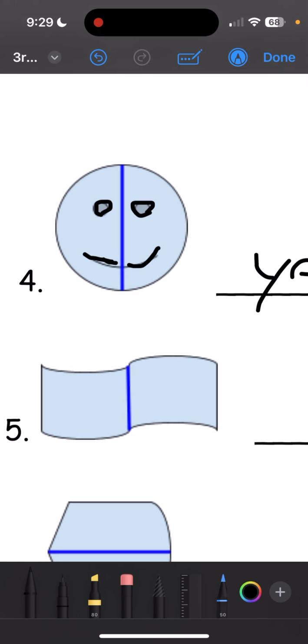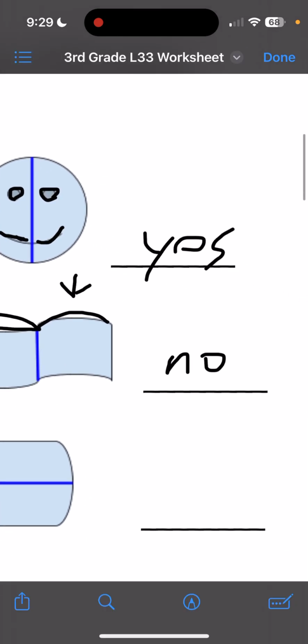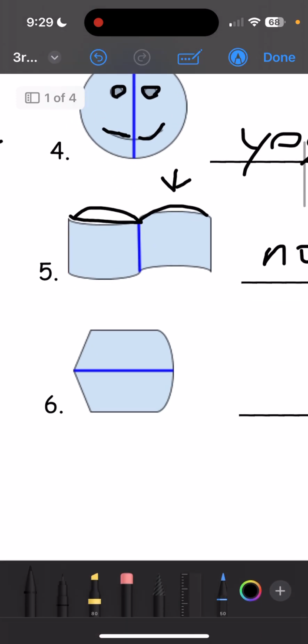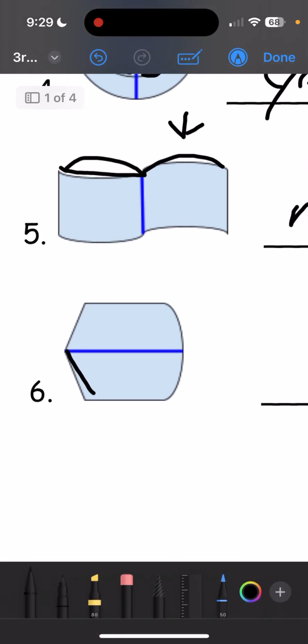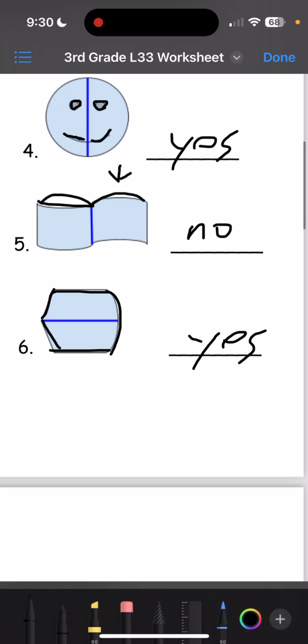Number five, we could see that this line is slightly lower than this line. So when we do flip it, this line right here is gonna be a little bit higher than the one on the left. So this one would be no. Number six, this diagonal line would come right here. So would this line here and the curve. So yes, it is a line of symmetry.